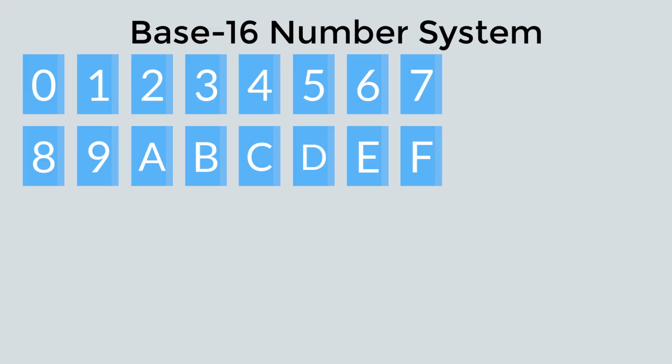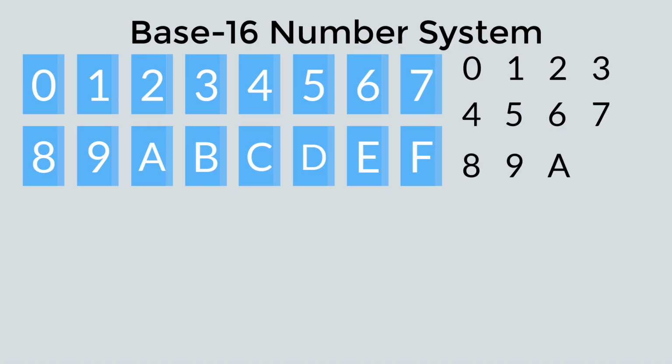In hexadecimal, we count 0, 1, 2, 3, 4, 5, 6, 7, 8, 9, A, B, C, D, E, F. After F, there is no next single symbol, so we write 1, 0. In hexadecimal, 1, 0 means one group of 16 and 0 extra ones. This shows why we need to be careful when reading numbers in different bases. The representation 1, 0 does not always mean the same quantity.